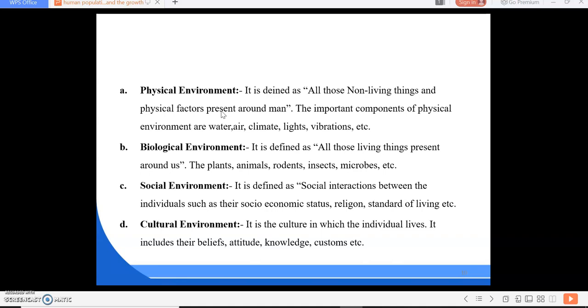Next is the social environment. It is defined as social interactions between individuals, such as their socio-economic status, religion, way of living, standard of living, and availability and utilization of health care facilities. Next is the cultural environment. It is the culture in which the individual lives. It includes their beliefs, attitudes, knowledge, customs, etc. So these are the four components of our environment.